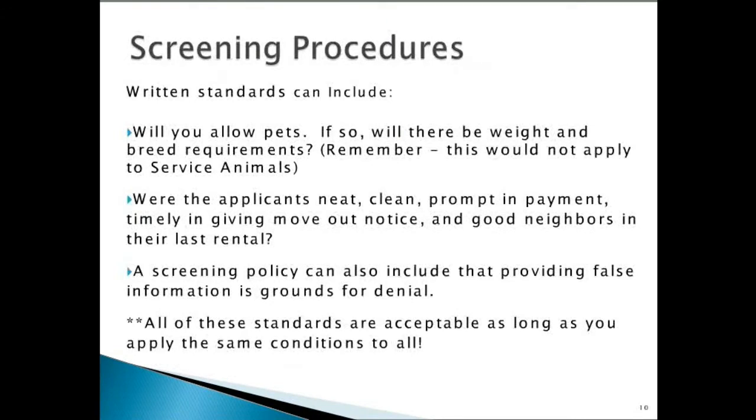Will you allow pets? If so, will there be a weight and breed requirement? Remember, service animals are not pets, so weight and breed requirements would not apply to service animals. Were the applicants neat, clean, prompt in payment, timely in giving move-out notice, and good neighbors in their last rental? A screening policy can also include that providing false information is grounds for denial. All of these standards are acceptable.